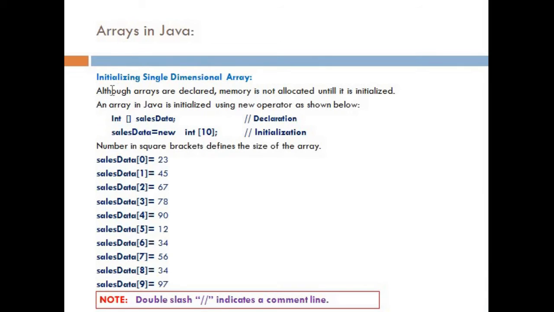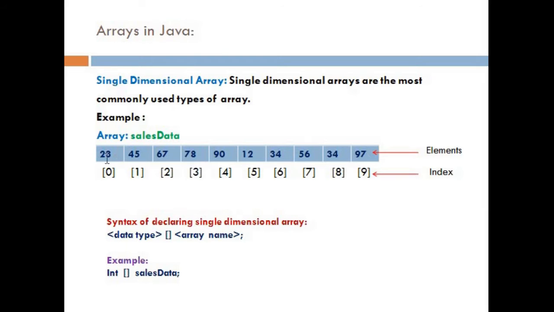Now let's come to the next topic, that is initializing a single dimensional array. Initializing means assigning certain values to an array variable. So when these elements starting from 23, 45, 67 till 97 are assigned to this array variable called sales data, we say that initialization has been done for our array called sales data. So in this case, assigning these elements to this array variable sales data is known as initializing the array sales data.